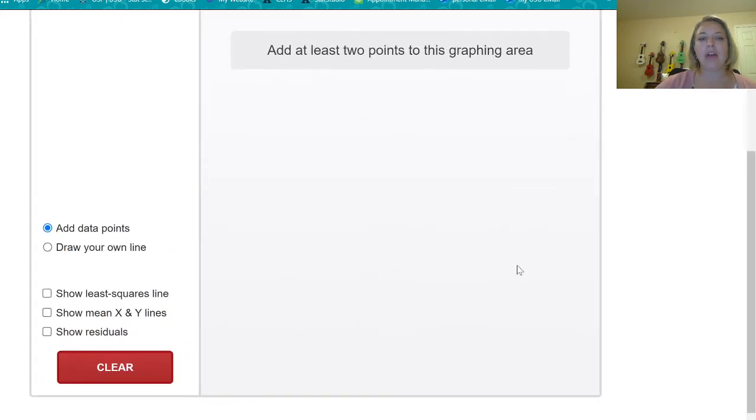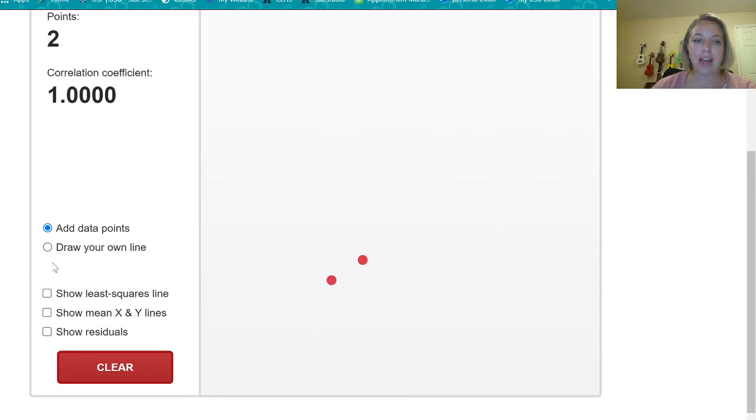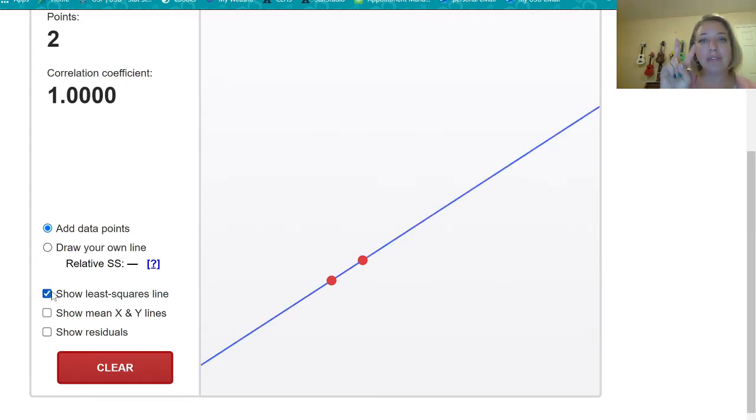So here we go. We can use our mouse, and this is really great because we don't have to use any numbers. We don't have to do any calculations here. I'm going to add some data points. So here are 2 points. And it's telling me, haha, you have 2 points, perfect correlation. Because if you have 2 points, you can draw exactly a straight line through. So anytime you have 2 observations, you have perfect correlation.